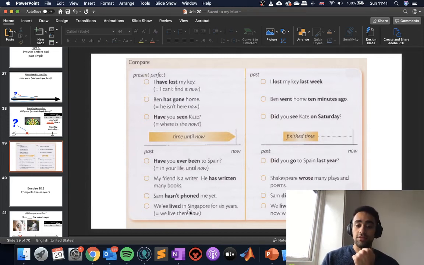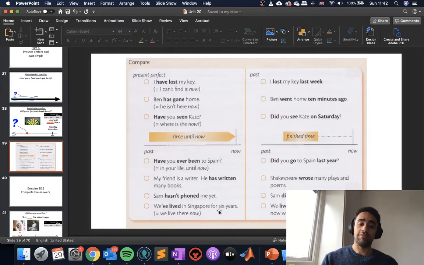Sam hasn't phoned me yet. So I'm waiting for a call from Sam and he hasn't phoned me yet. But in the past, Sam didn't phone me yesterday. So the negative version of has is hasn't, and the negative version of the past is didn't. So I'm talking about yesterday. Sam didn't phone me.